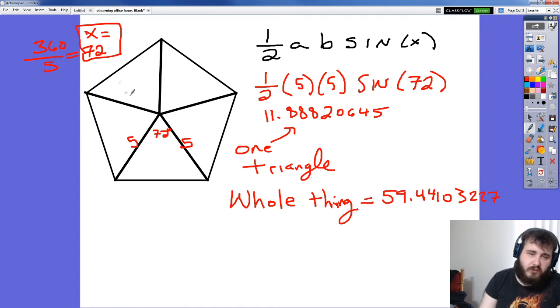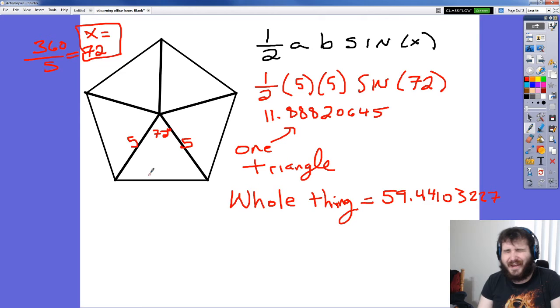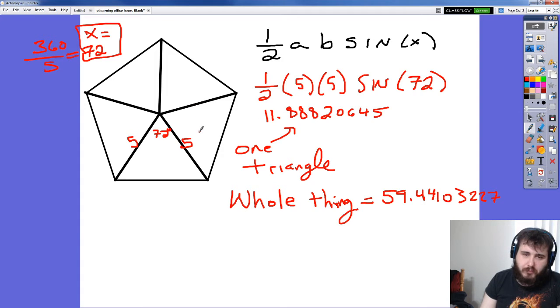And so this is how I would go about finding any of these. First thing I have to do is find what the angle is. Well, I look at the number of sides, divide by how many sides there are, get my middle angle here. That's x. And then I know what the radius is because they told it to me, so I put those here. I find one triangle, and then I multiply by how many triangles there are.